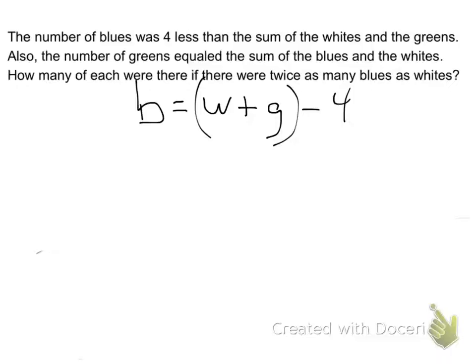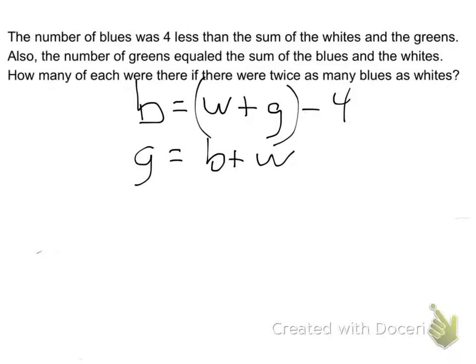The greens equaled. Now that one's not too bad. That sounds like G equals the sum of the blues and whites. So that's just B plus W or W plus B. And then the last sentence, which again, another classic mistake is going to happen here.